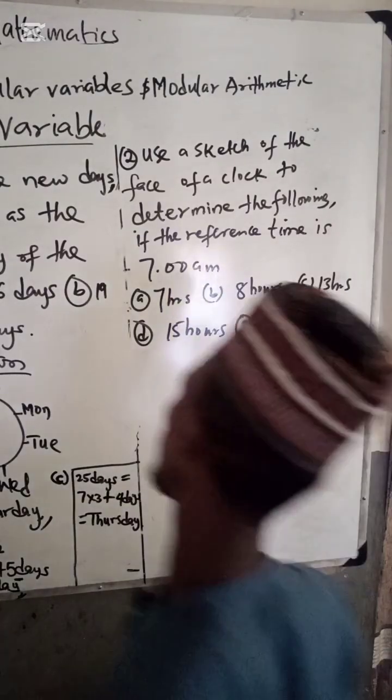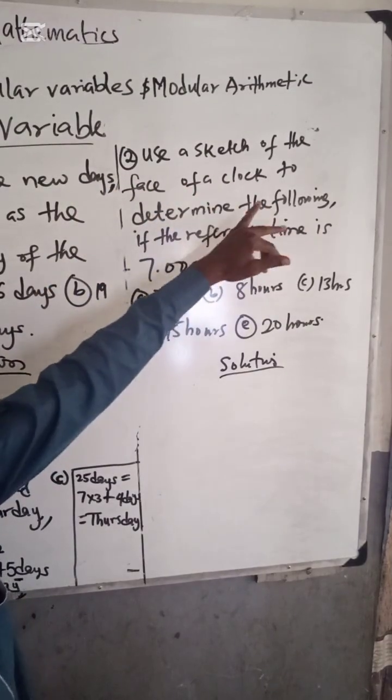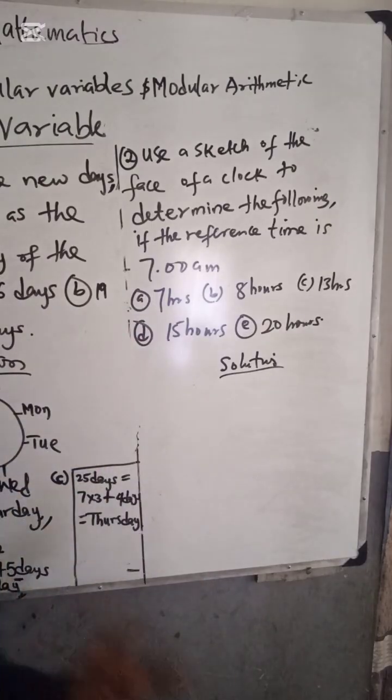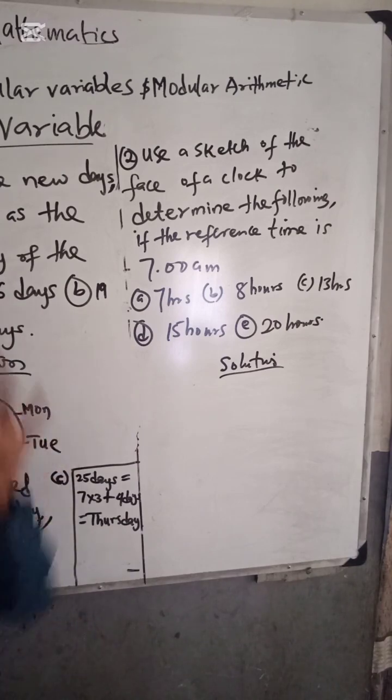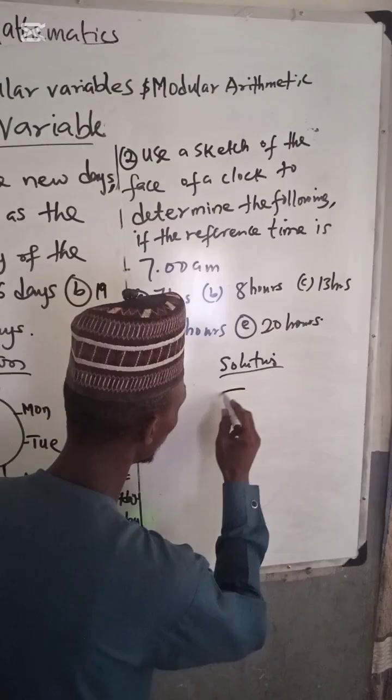Okay, you can see another question we have here that says use a sketch of the face of a clock to determine the following. Face of a clock. Do you remember what is the circumference of the variable clock? The circumference is 12 units. Therefore, we draw a circle.